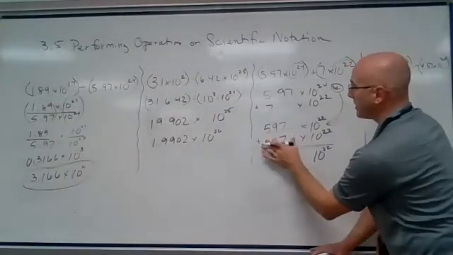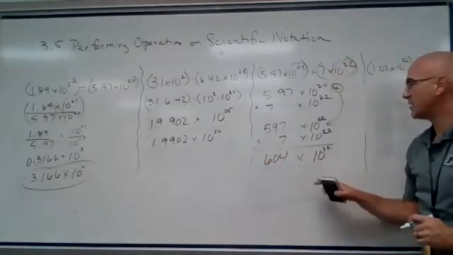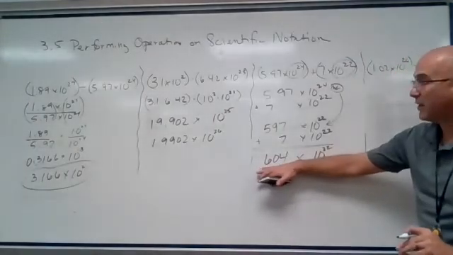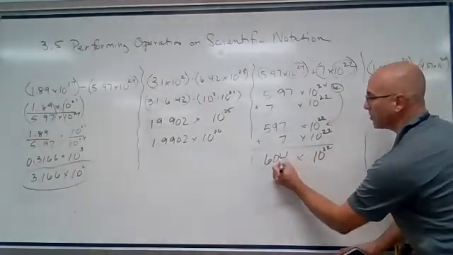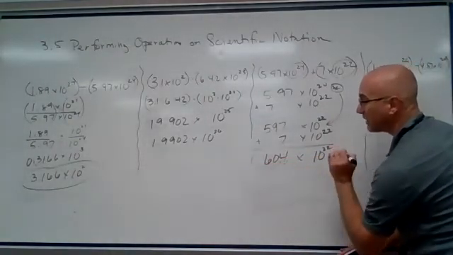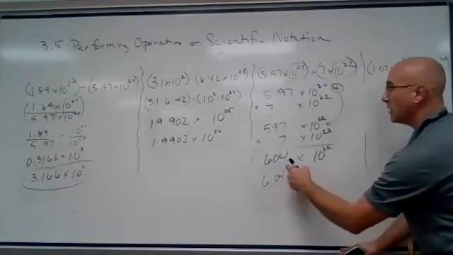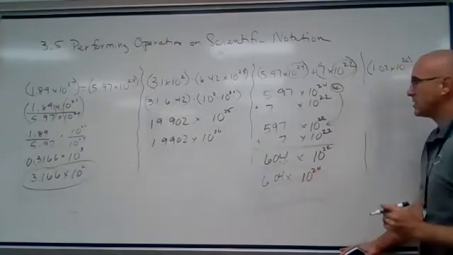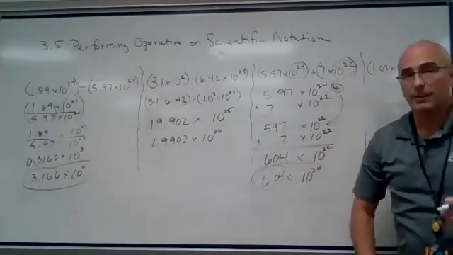Now we have 597 plus 7, and that is 604 times 10 to the 22nd. You might think we're done, but wait, we have to get this to a number between 1 and 10. So we are going to move this to the left 2 places to get 6.04. When we do that, we have to increase this by the same amount, 10 to the 24th. We are now at scientific notation.